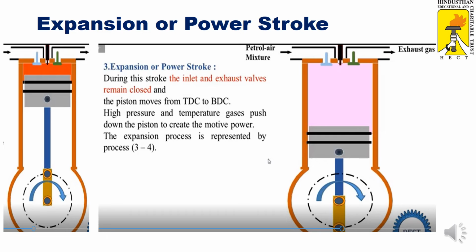This is the power stroke. At the end of the previous stroke, combustion takes place. The combustion gas pushes the top of the piston, so the piston moves from TDC to BDC. Because the high pressure gas pushes the top of the piston, it is called the power stroke.